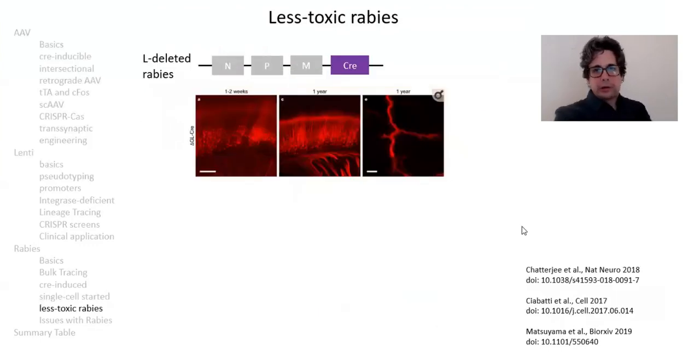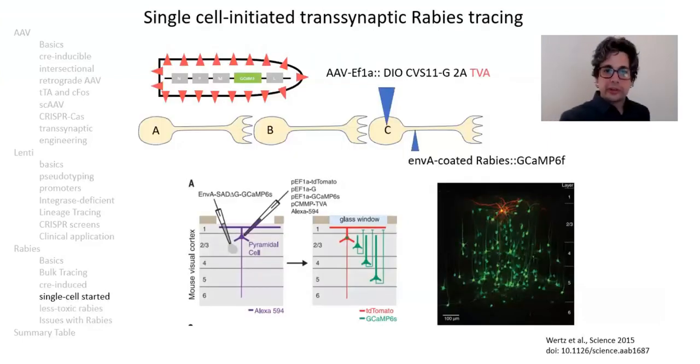Now, the problem with rabies is that it's very toxic. That starter cell that you see here, very rarely do you see your starter cell survive long enough to see it together with your presynaptic cells, which is a big problem if you want to image them at the same time. So people are trying to devise ways where rabies viruses are becoming less toxic.